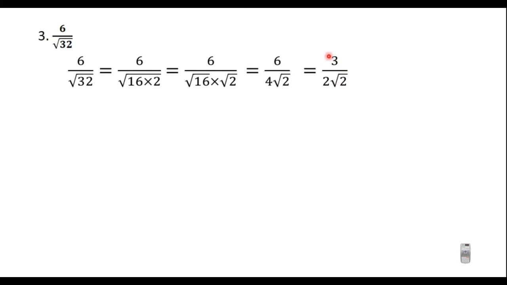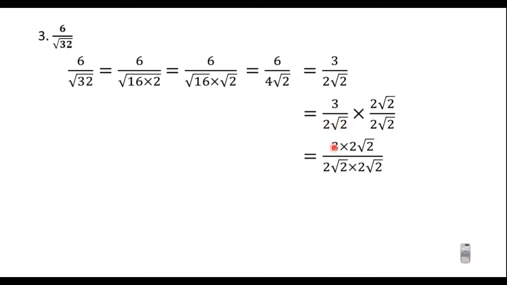Now in order to rationalize 3 over 2 root 2, what you do is that you multiply both the numerator, which is 3, and the denominator, which is 2 root 2, by the denominator, which is 2 root 2. Now this is what it means. So you multiply the numerator by 2 root 2, you multiply the denominator by 2 root 2. So you can see that this will give us 3 times 2 root 2 all over 2 root 2 times 2 root 2. So let's proceed.